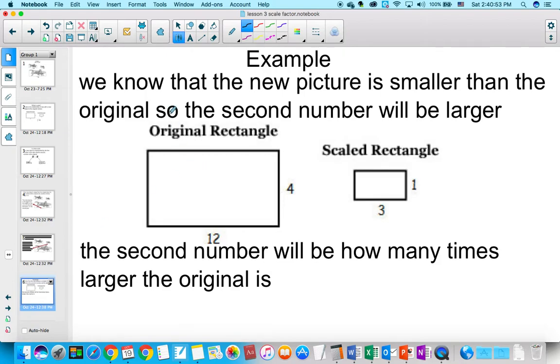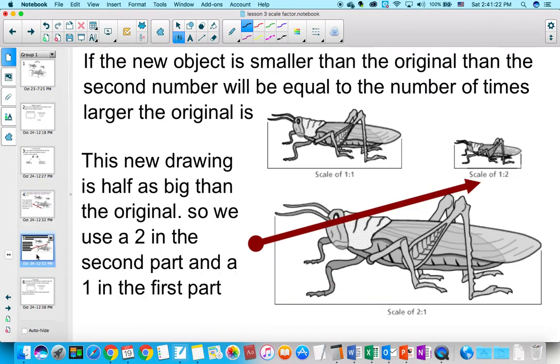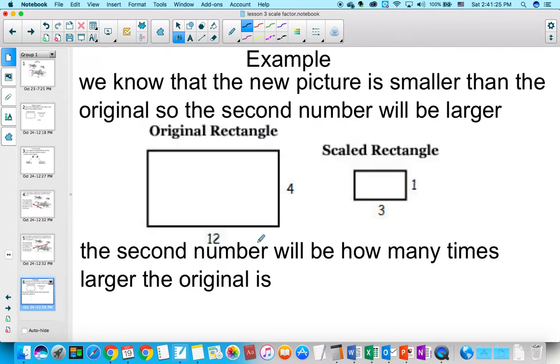So we know that the new picture is smaller than the original, so the second number should be larger. The second number will show how many times larger the original is. So if we have a big picture of the grasshopper, right? If this new scaled picture of the grasshopper is bigger than the original, then your first number will be the larger number, and the second number will be usually 1, right? But if we're looking at a scaled shape that is smaller than the original, then the second number will be bigger. The second number will be showing how many times larger the original is to the scaled one.